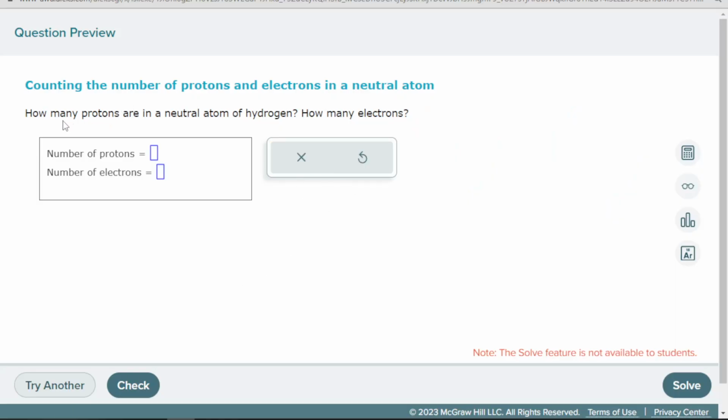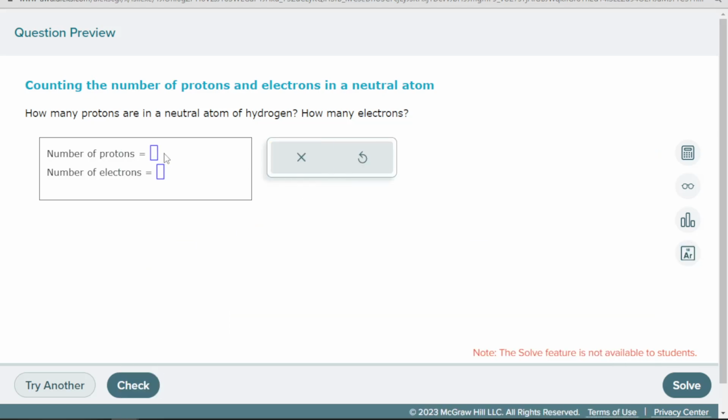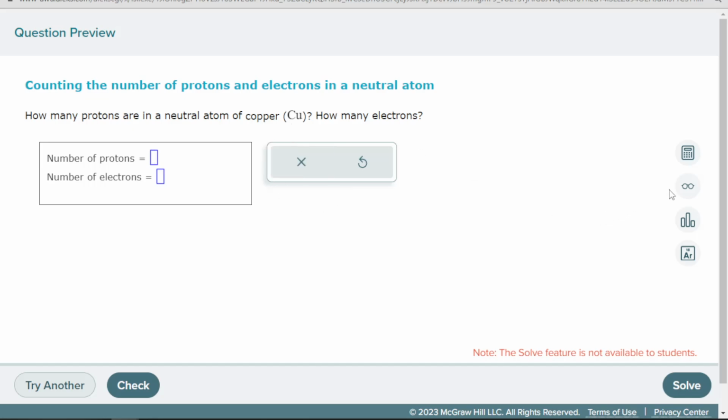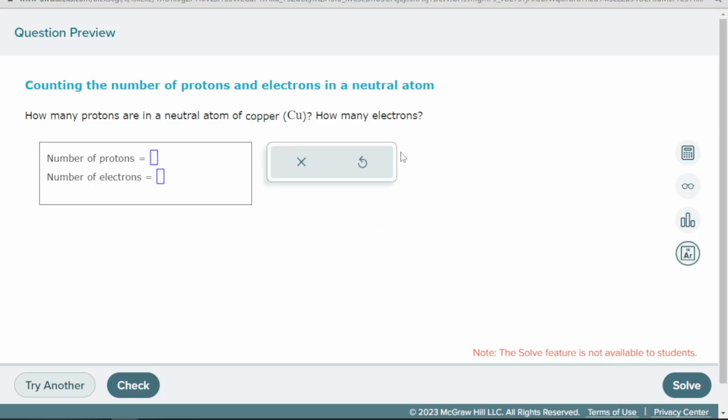In this example, we're counting the protons and electrons in that neutral atom. So we come over here and find the periodic table. Hydrogen has an atomic number of 1. So that is 1 proton and 1 electron. 1 minus 1 is 0. Let's do another one. This time we have copper. So go to the periodic table, find copper. Cu, that's atomic number 29. So that's 29 protons and 29 electrons. 29 and 29. Check.